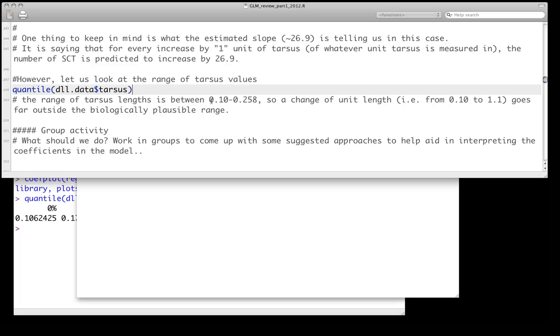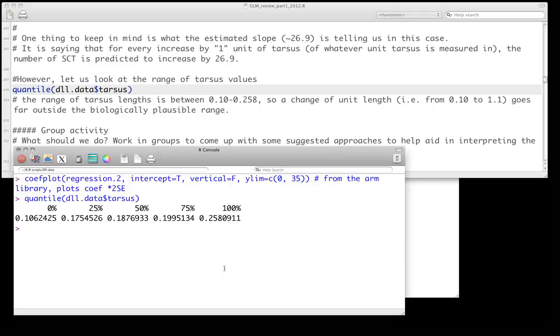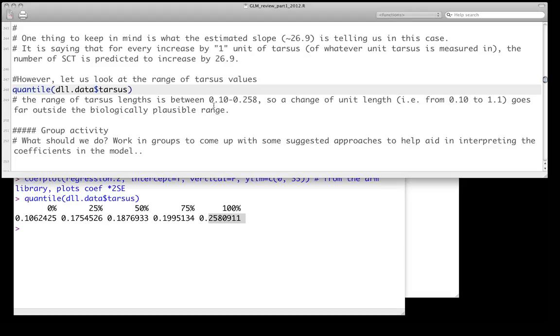So we're going to look at the quantiles as one way of doing that. And our quantiles show us that our observed values for Tarsus go from about 0.1 to 0.258. So that means our range is really about 0.15 units. Whatever unit it's measured in is probably millimeters, or 0.10 to 0.258. So a change of unit length, i.e. from 0.1 to 1.1, goes far outside the biologically plausible range. So that slope, 26.9, is clearly much bigger. A unit change is much more than we'll ever see. So that slope exaggerates what biologically we really should be interpreting.